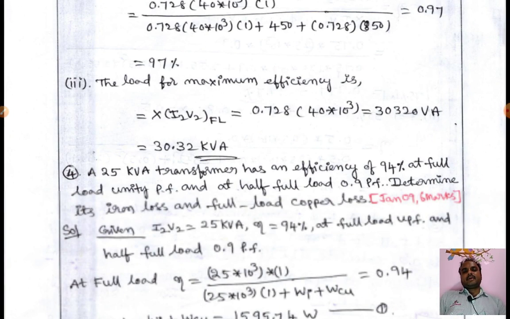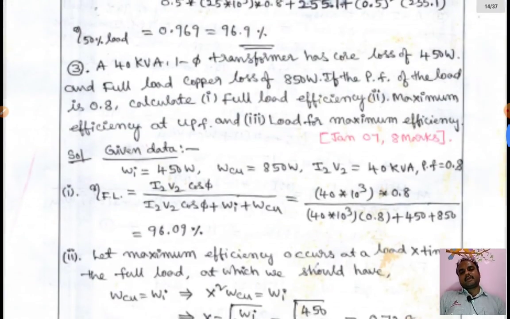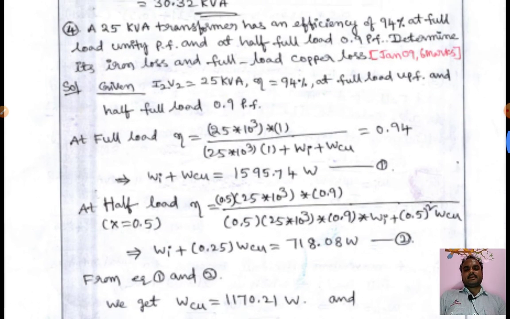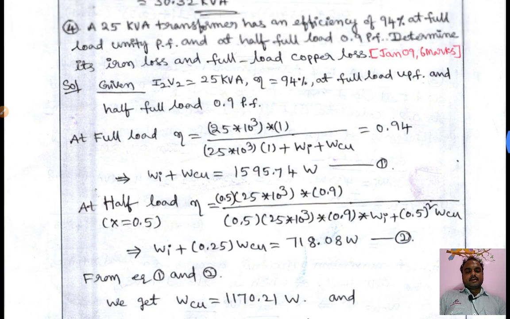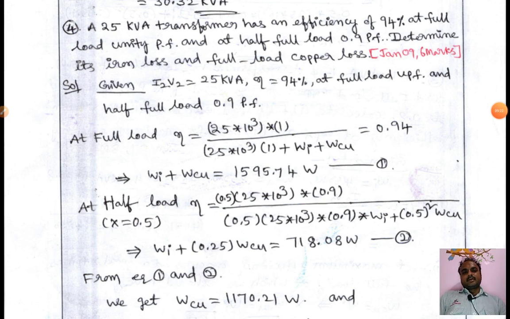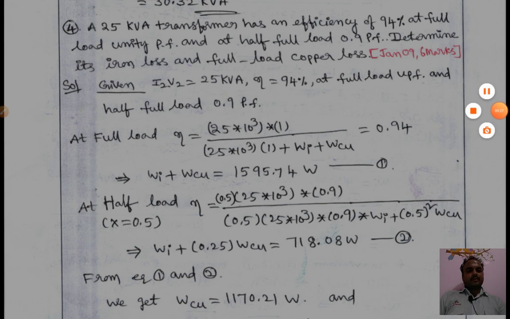Next one, load for maximum efficiency is x into I2 V2. x value is 0.728, that is the load. So substitute I2 V2 here, we will get 30.32 kVA. A 30.32 kVA load will produce the maximum efficiency, right? So these are the problems. Next problems we'll see in the next video, right? Thank you.